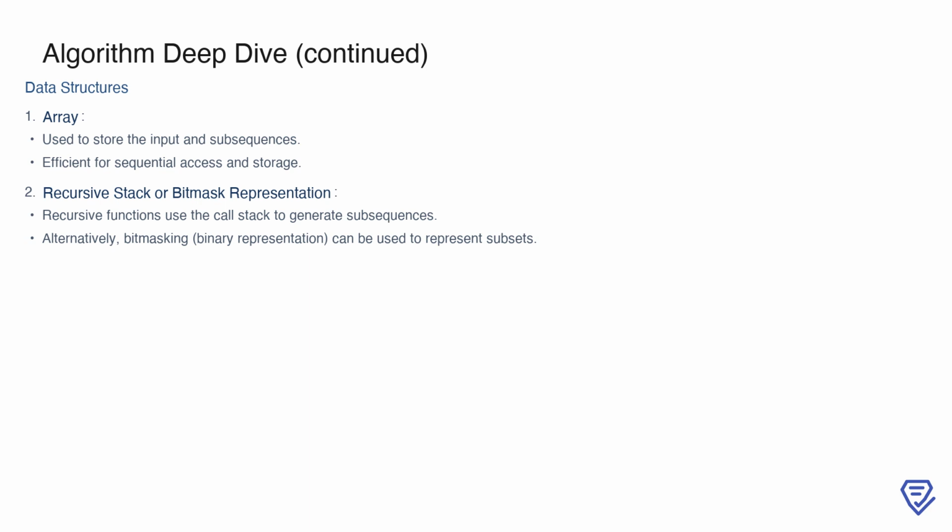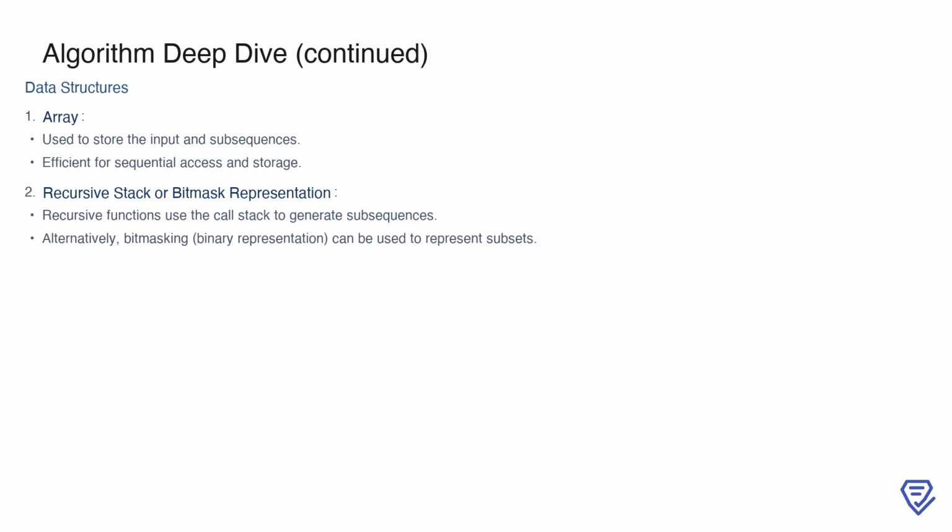To implement the brute force method, we rely on some fundamental data structures. First, we use arrays to store both the input array and the subsequences. Arrays are ideal because they allow sequential access and efficient storage. Next, for generating the subsequences, we can use either recursive calls or a bitmask representation. Recursive functions utilize the call stack to explore all possible subsets of the array, while bitmasking leverages the binary representation of numbers to systematically represent each subset. Both approaches are valid, and the choice between them depends on the programmer's preference and the specific constraints of the problem.